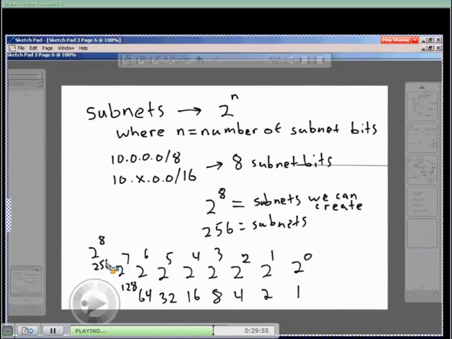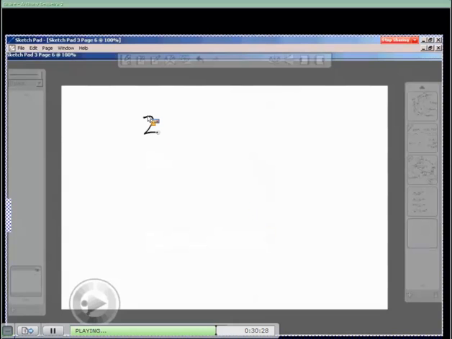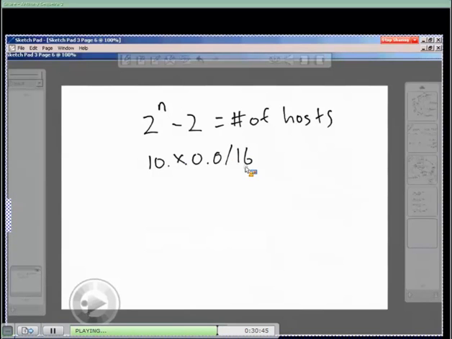What's the formula for the number of hosts that we can support? We know 2 raised to the n, where n is the number of bits that we have borrowed or stolen for subnetting, allows us to calculate the number of subnets. But what's the formula for calculating the number of hosts? Well, that formula is 2 raised to the n minus 2. That's for the number of hosts that we can support. So back to our example, if we're going to create subnets under this scheme, we're using 16 bits for the network identification. That leaves 16 bits for host identification.